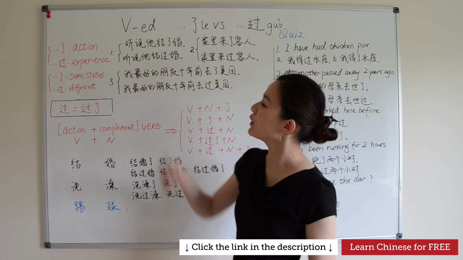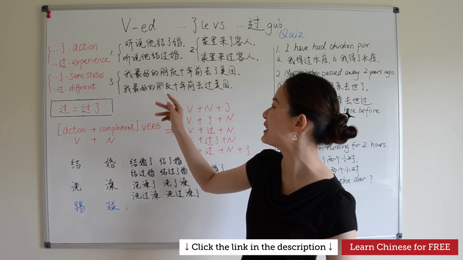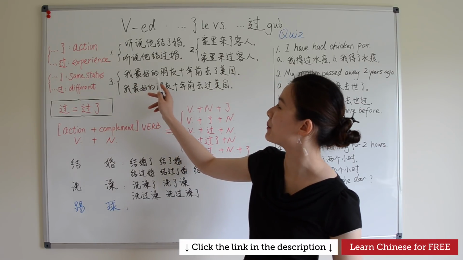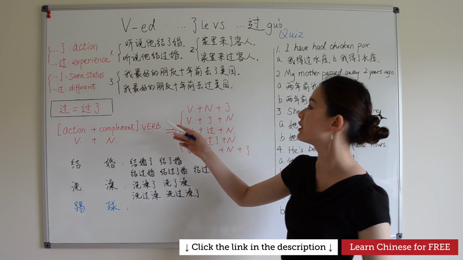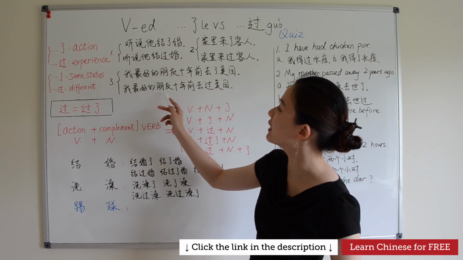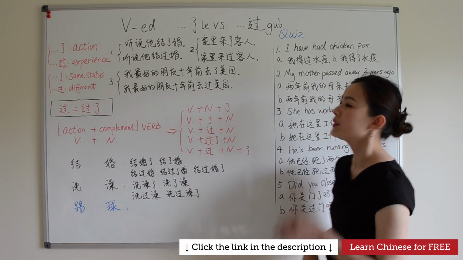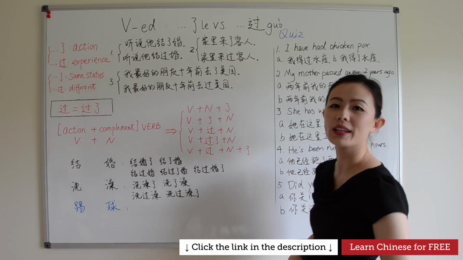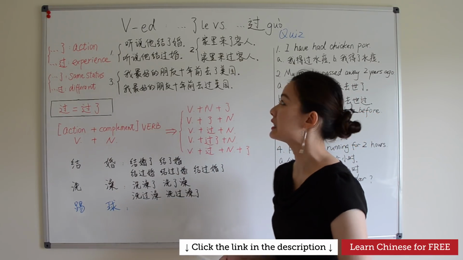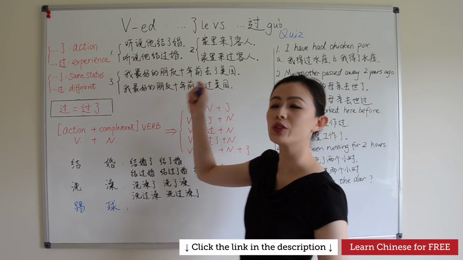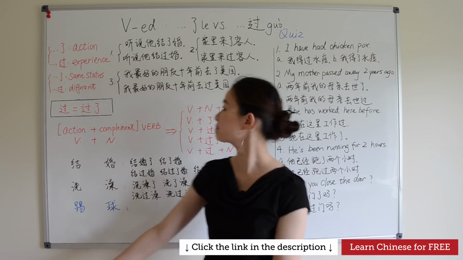Okay, the third one should be easier for you to understand now after all the explanations. 我最好的朋友10年前去了美国 versus 我最好的朋友10年前去过美国. So 去了美国 is the action. She went to the US and she's still there. She went there and she stayed.